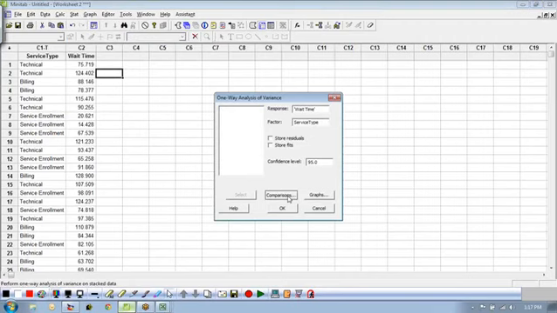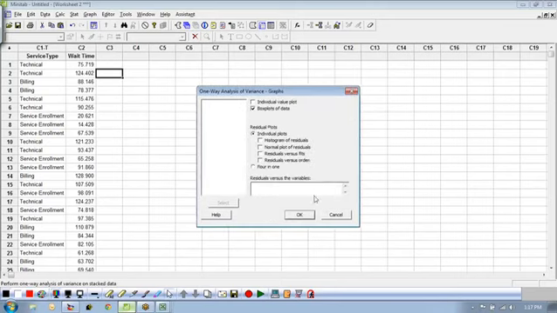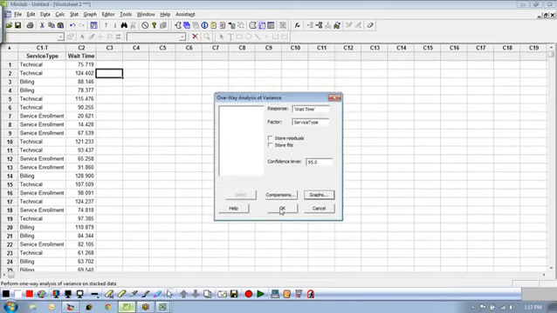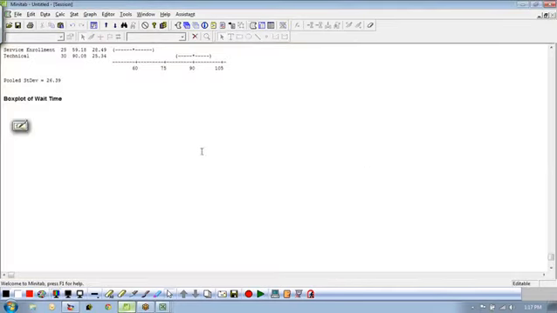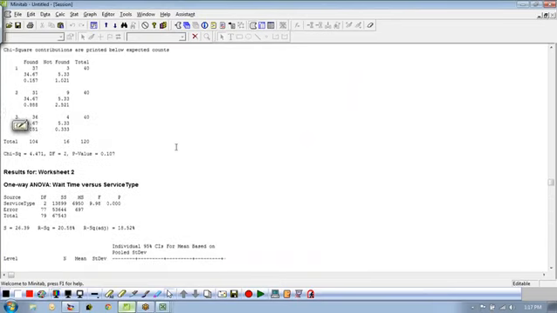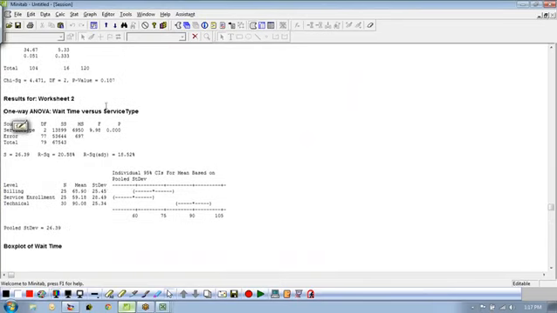We can make multiple comparisons if we want, and I'll show you that in just a moment. And if we want, we can make plots. Let's make box plots. There's my box plot. So Minitab can do box plots too. It's kind of good. All right, now let's go to the ANOVA. And here's what Minitab does for the ANOVA.